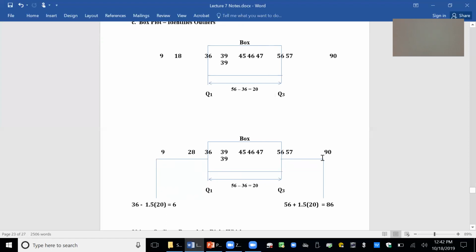Those are called the whiskers. Half of the people are in the box, and almost all of the other times, well over 99% of the time, we should capture everybody in the box or the whiskers. If you're above this top point 86 or below the lowest point 6 that we would ever expect, you are called an outlier. You are truly exceptional for some reason. We have one outlier, and it's a 90.